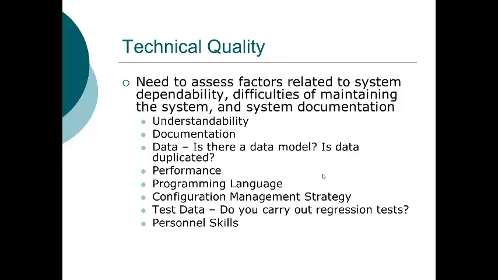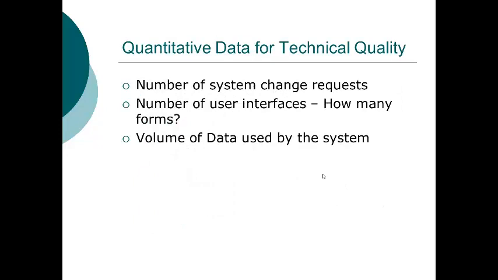You can also get quantitative data for assessing technical quality. So some of these are the number of change requests, number of user interfaces, how many forms the system has, particularly for database systems, and the volume of data used by the system. This is another point of contention. Sommerville contends that collecting this is expensive, but you should probably be doing this type of thing from the beginning. But if you haven't, then I would agree with Sommerville that it is something that is probably expensive to assess.